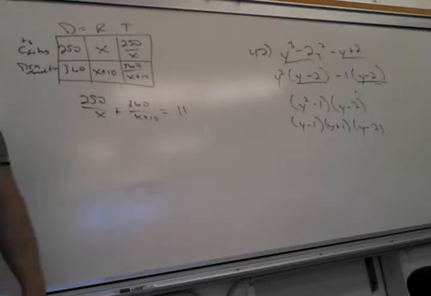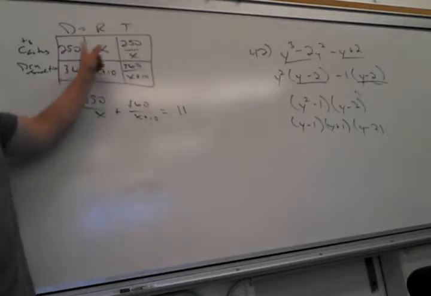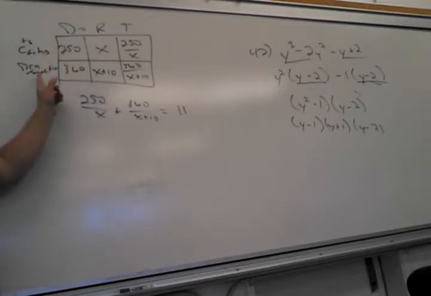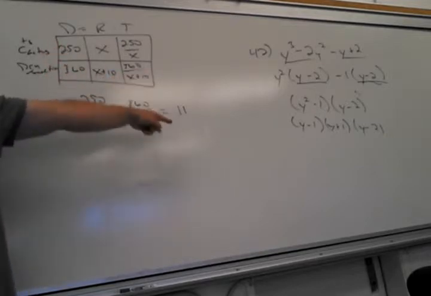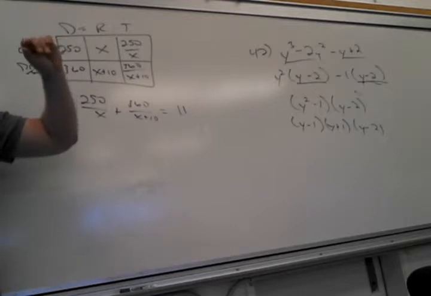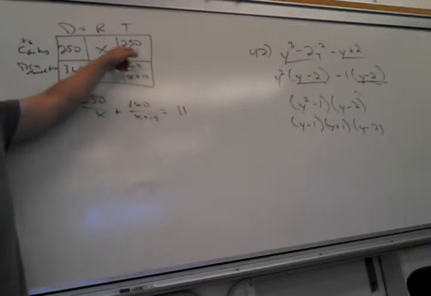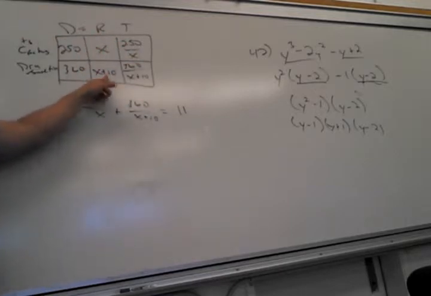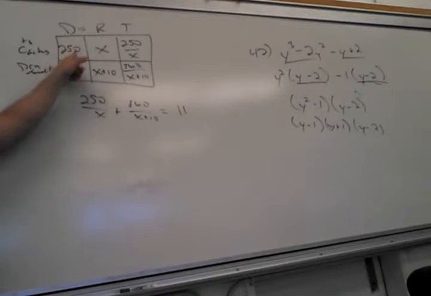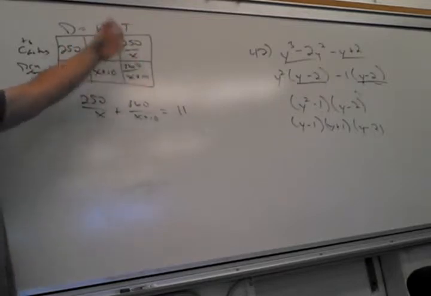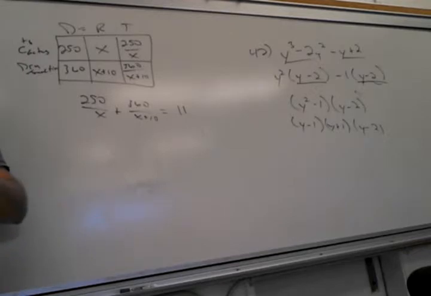It didn't say each leg took 11. The total trip was 11. So the amount of time it took her to get to Cactus, plus the amount of time it took her to get to Dry Junction, is 11 hours. And I don't know how much time either one took. She was going faster here, but there was less distance here. So I don't know exactly how much time they each took, right? So I can't try to assign a number to it.